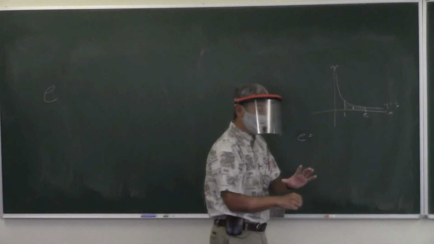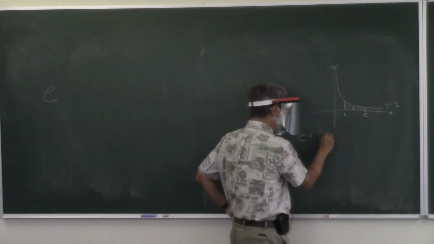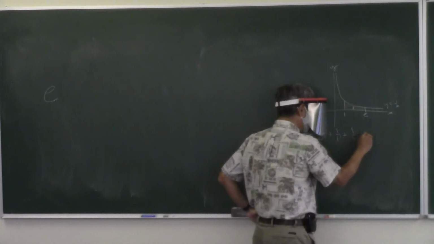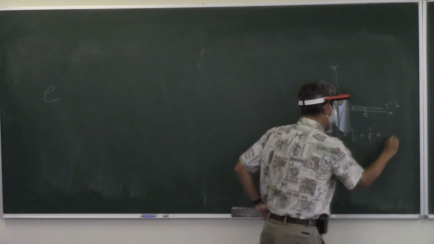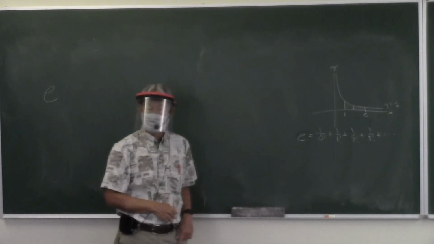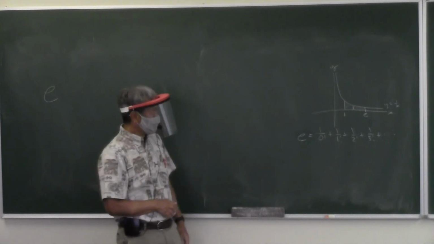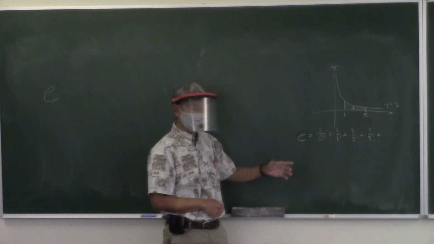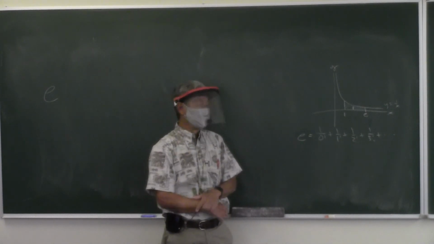So another way to compute e is to do this. 1 over 0 factorial plus 1 over 1 factorial plus 1 over 2 factorial plus 1 over 3 factorial. And you keep on adding these numbers forever. And if you can add up these numbers forever, you will get exactly e. Here, let me show you.